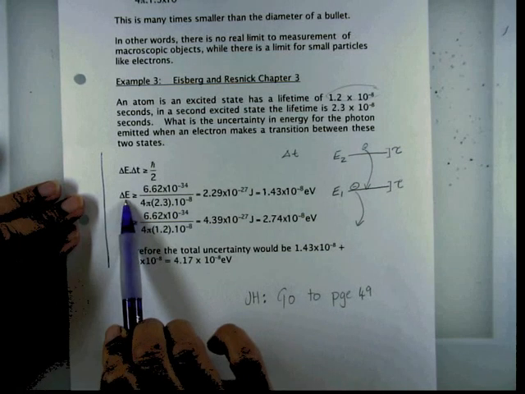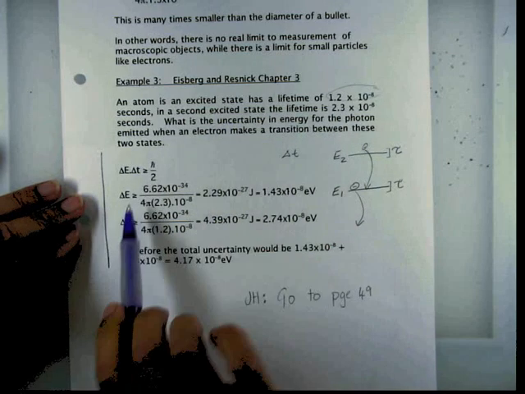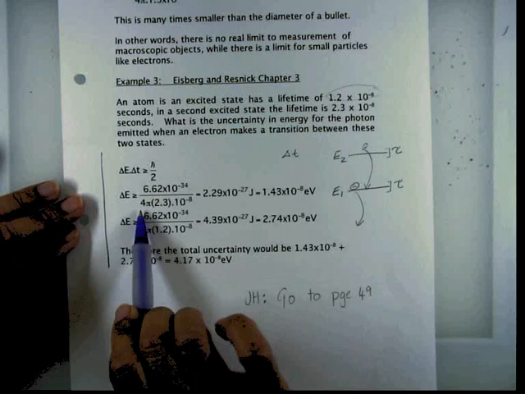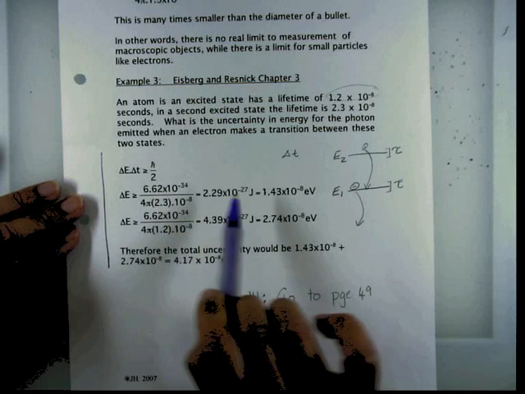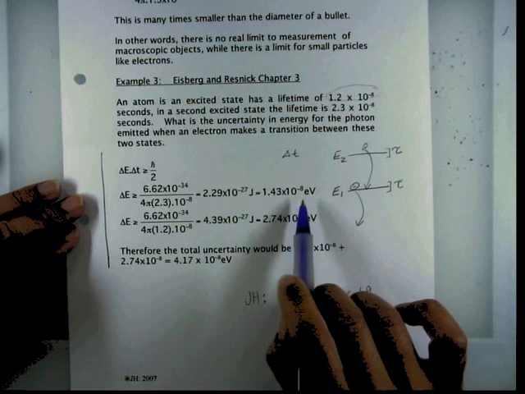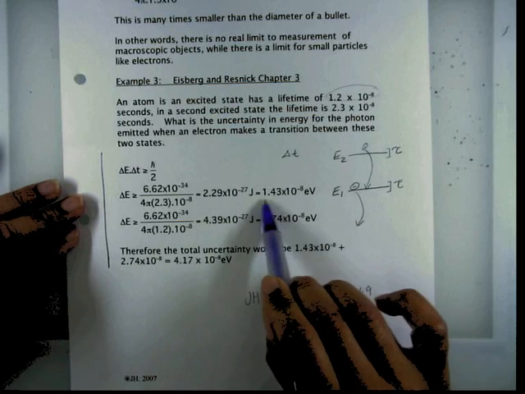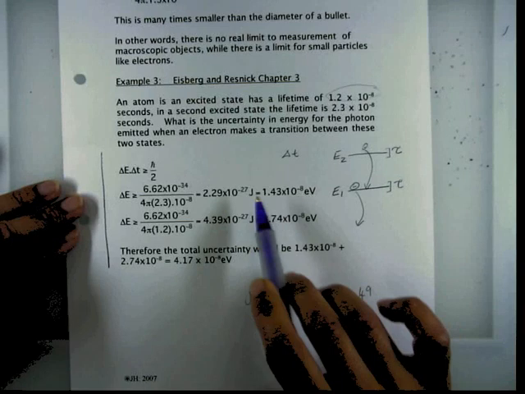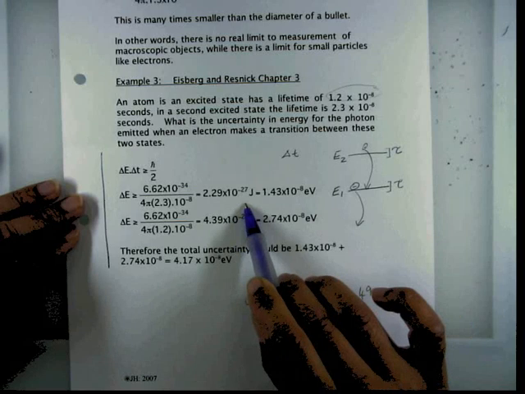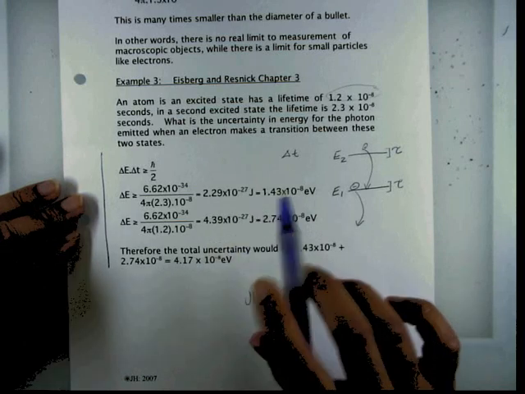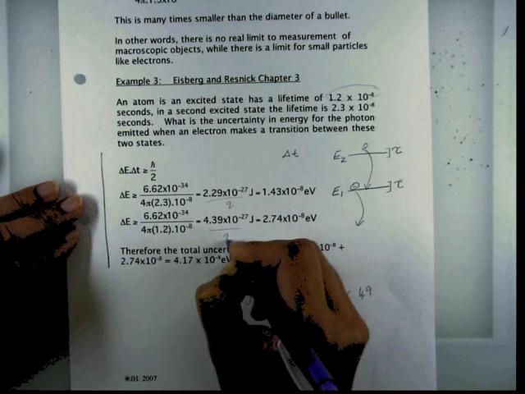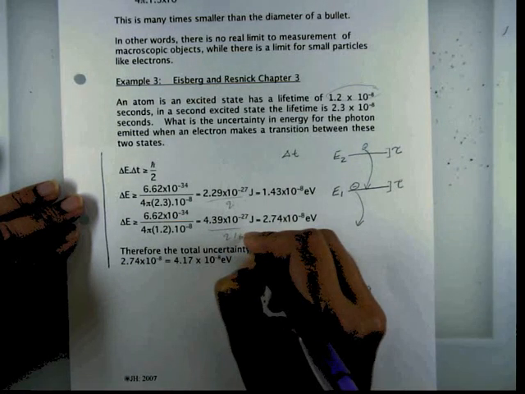In the first case, for the first excited state we talk about, delta E is calculated as h over 4 pi times delta T. The number turns out to be 10 to the minus 27 joules, which I can then relate to being 1.4 10 to the minus 8 electron volts. Remember to go from joules to electron volts, I divide by Q, which is 1.6 10 to the minus 19.